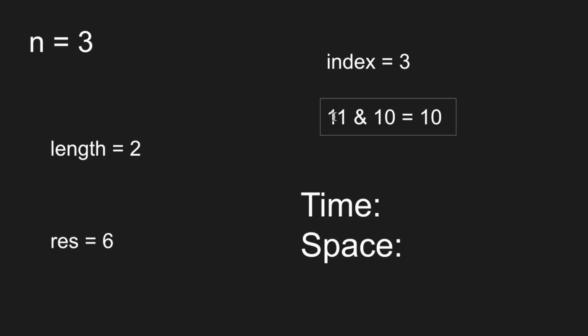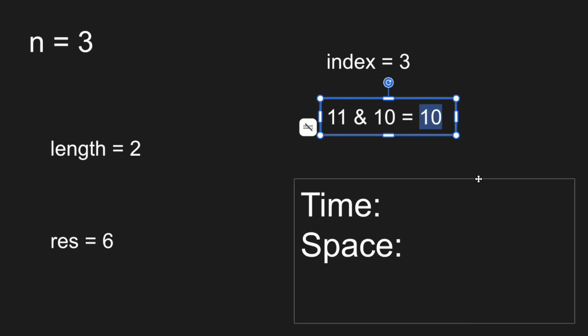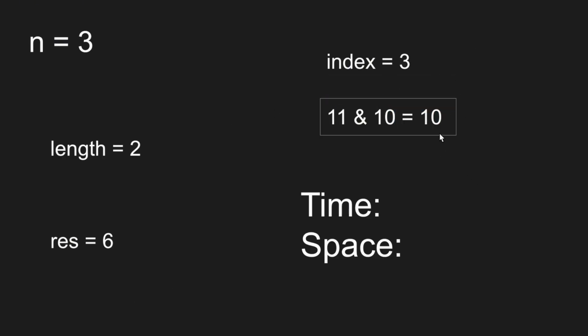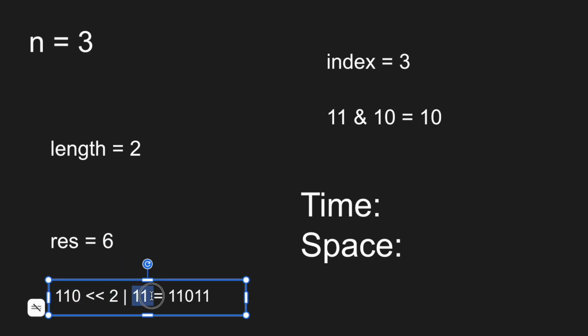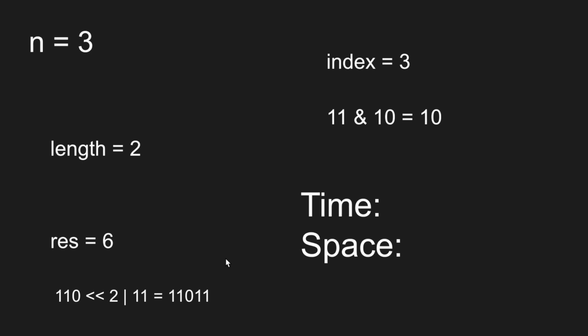Now at index 3, 3 AND 2 is this in binary representation, which is not 0, so we don't need to increase the length, but we have 6 as result right now. We shift it by 2, and we can add 3 right here. Now this is what the binary representation looks like, and in decimal that would be equal to 27 because we have 16 plus 8 plus 2 plus 1, and that would be 27. So we can return 27 as the result.